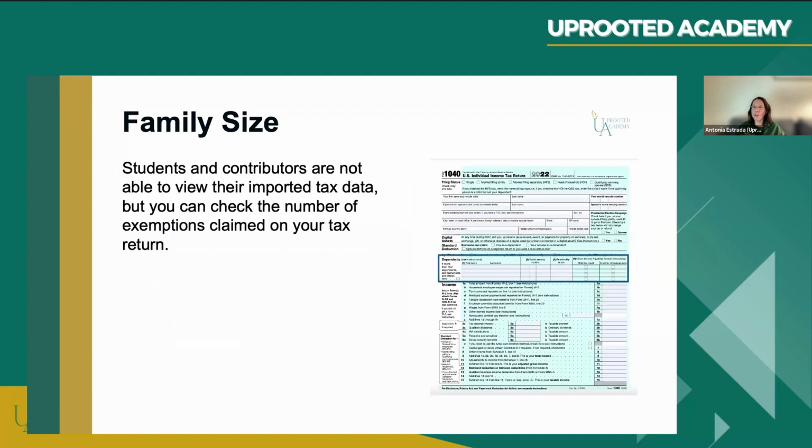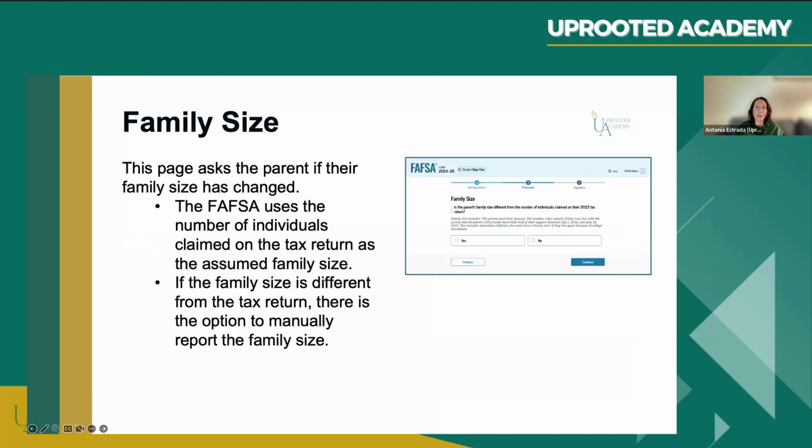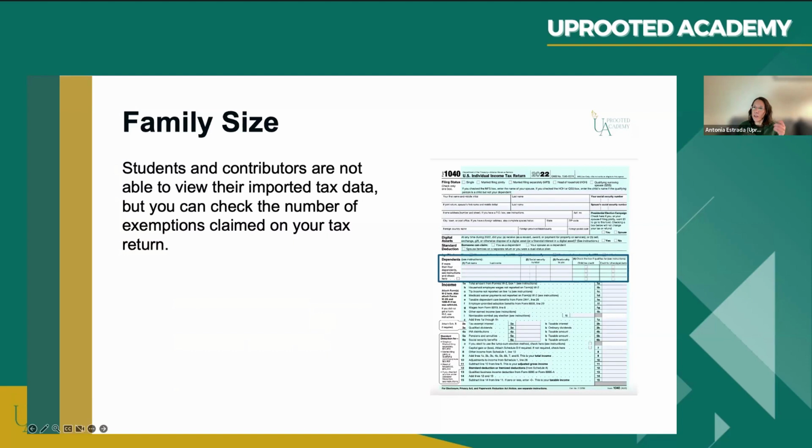Students and contributors are not able to view or edit their federal tax information that's been transferred from the IRS because of security and privacy issues, and that includes the family size. You can't actually view the family size on the FAFSA form, but you can check the number of exemptions you claimed on your tax return, which is what the FAFSA is using as your family size. So this is where you would check on your tax return. If the number of exemptions claimed on the tax return doesn't match all the individuals the parents are actually supporting in their household, as I said, you can adjust the family size on the FAFSA. So per the instructions here, you can add the number of children or other dependents who live with the parent and will receive more than half of the support from the parent during the award year.